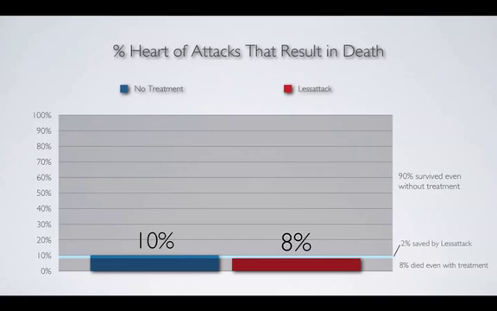So now let's consider the NNT again to get an actual estimate of what Less Attack did. Less Attack saved 2% of people, so that's a 2% difference. So 100% divided by 2 is 50, the NNT. So with Less Attack, you have to treat 50 people, versus the first drug, Lifesaver, where you only had to treat 2. And that's the essence of the NNT.